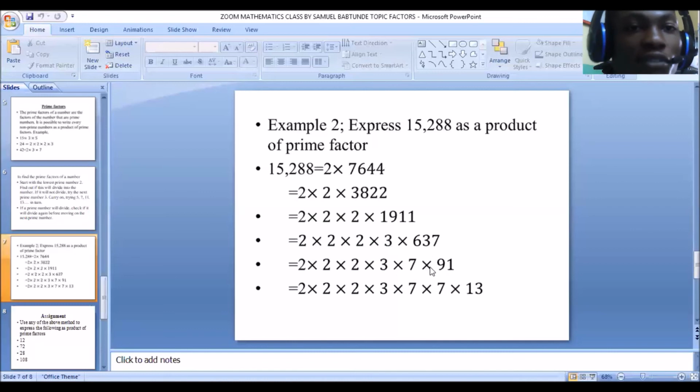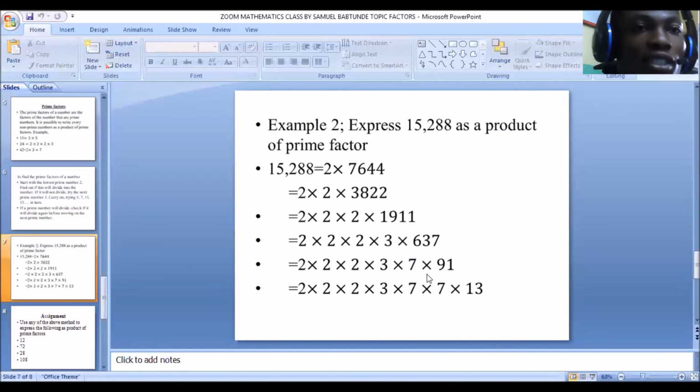We check again if 7 can go. Yes, 7 can go. And it gives us what? 13. We check again if 7 can go into 13. No. What's the next? 11. No. The next again, which is 13. Yes. And so we have what? 2 times 2 times 2 times 3 times 7 times 7 times 13.